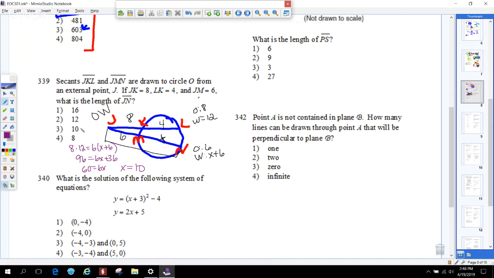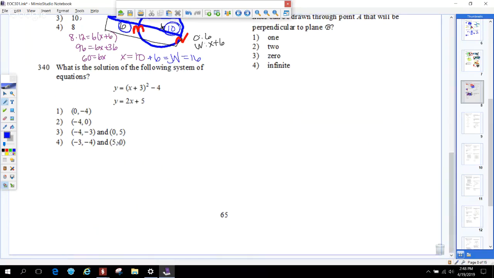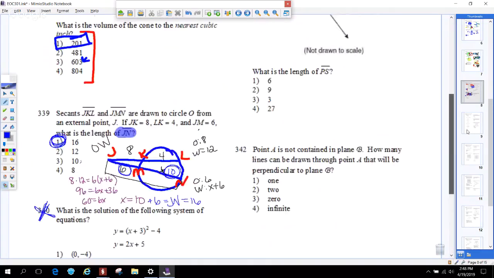Oh, look, my answer's right here. No, it is not. This one's the length of JN. So I know that X equals 10, but I have to add 10 plus 6 to get JN, which happens to be 16. 16 candles. Y'all are too young for that song. This one you don't need to do. We teach it in algebra in Georgia.